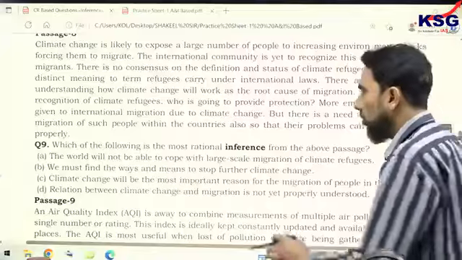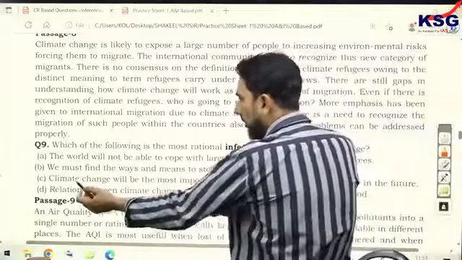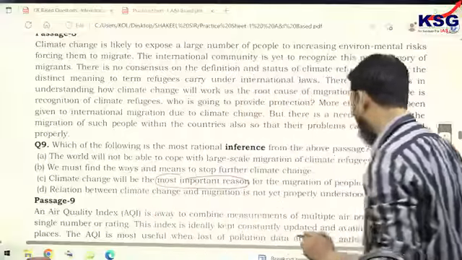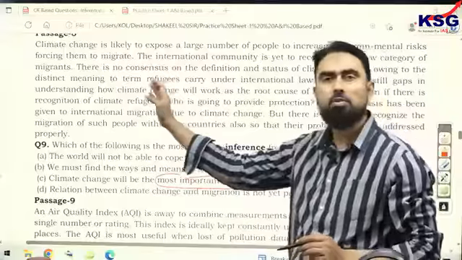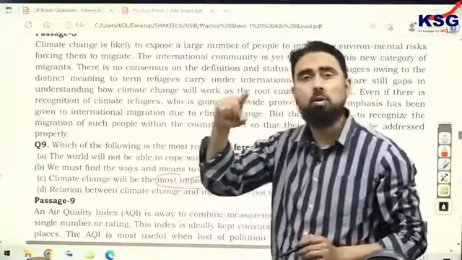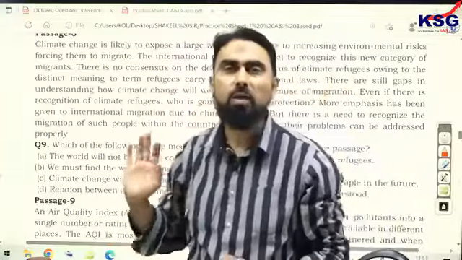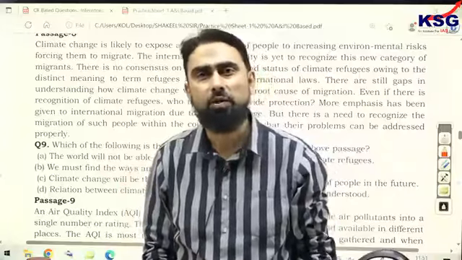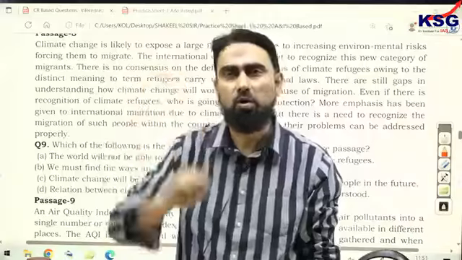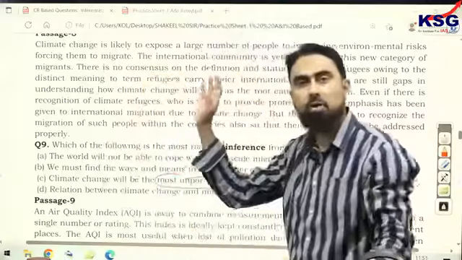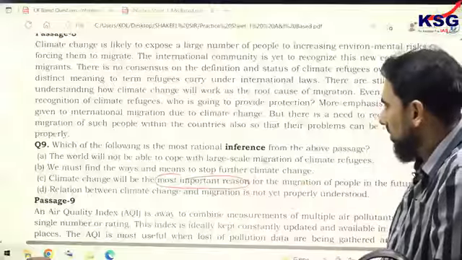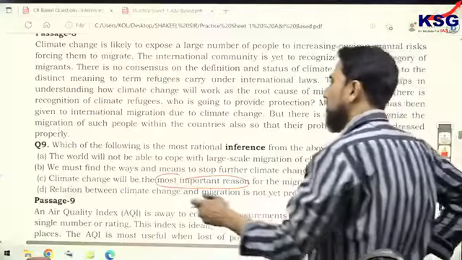Now again here you notice C option, just to highlight: climate change will be the most important reason for the migration of people in the future. Only climate change migration is mentioned here, caused by climate change, such migration. But it will be the most important. So you notice that the nth time we are coming across this superlative degree. Various causes are mentioned, no comparison is done, but the author says this cause is the most important one. Similarly, open defecation passes, open defecation is the most serious problem. Here it is climate change will be the most important reason. So this is an incorrect option.